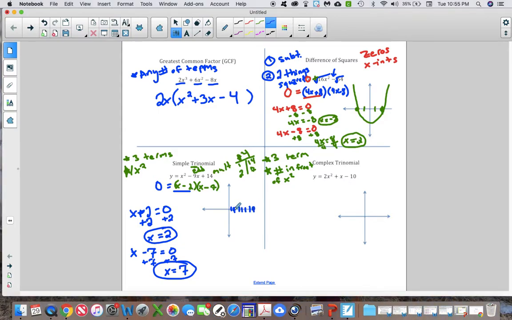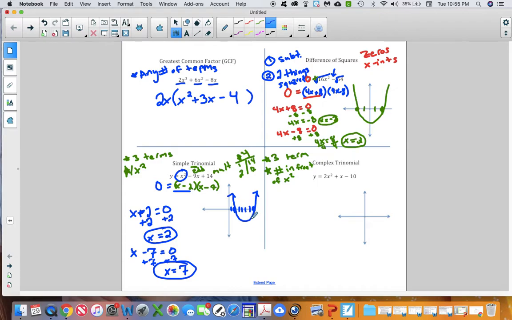There's a dot. Okay, and so I have this guy, and he's going to be a smiley face because he's +x squared, so he's going to look like this. And I don't care how far he goes down. I'm really just concerned with those 2 places because I'm trying to find the solution. So 2 and 7.